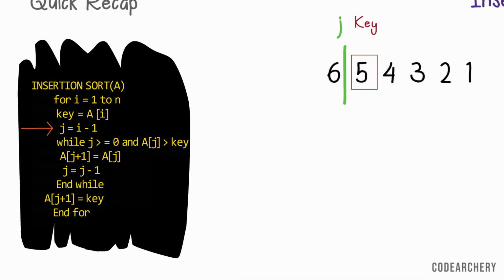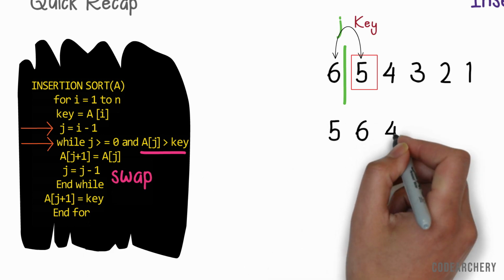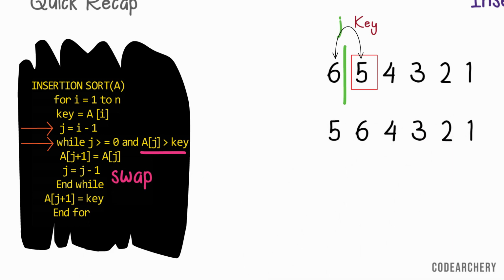So the concept of insertion sort is simple. We compare the key element with its left list and we put the element at its correct position. So here a of j, which is 6, is greater than key, that is 5. So true, and we'll swap the elements. Now the 5 is at first position and now the value of i is incremented by 1.